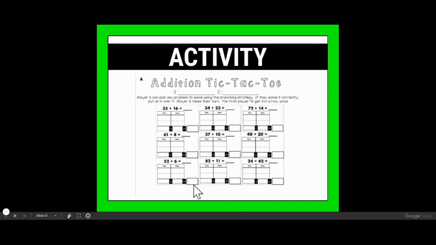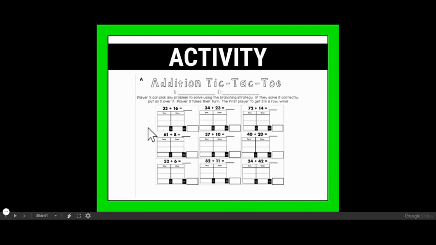Then your partner is going to check your answer. If you got it right, you get to put your X there. If you get it wrong, then you can either try it again or you can play that the other person gets the spot. But your goal is to get 3 in a row. So go ahead and play tic-tac-toe with your learning coach or a sibling for addition.